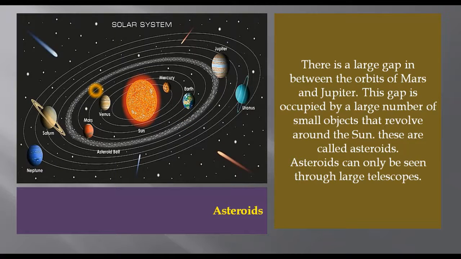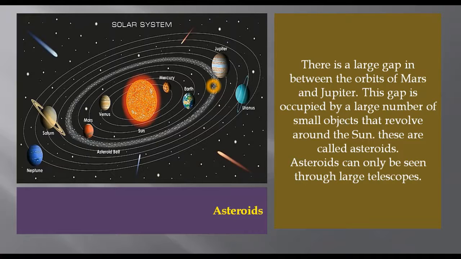So asteroids, actually what happens, there's a wide gap between the orbits of the planets Mars and Jupiter. You can see here there's a wide gap in between these two planets, Mars and Jupiter, and a large number of small objects made of rocks are revolving around the sun in this wide gap. You can see here in this picture also. These are called asteroids. So basically, asteroids are the small celestial objects which revolve around the sun between the orbits of Mars and Jupiter. And these asteroids are smaller than the planets.